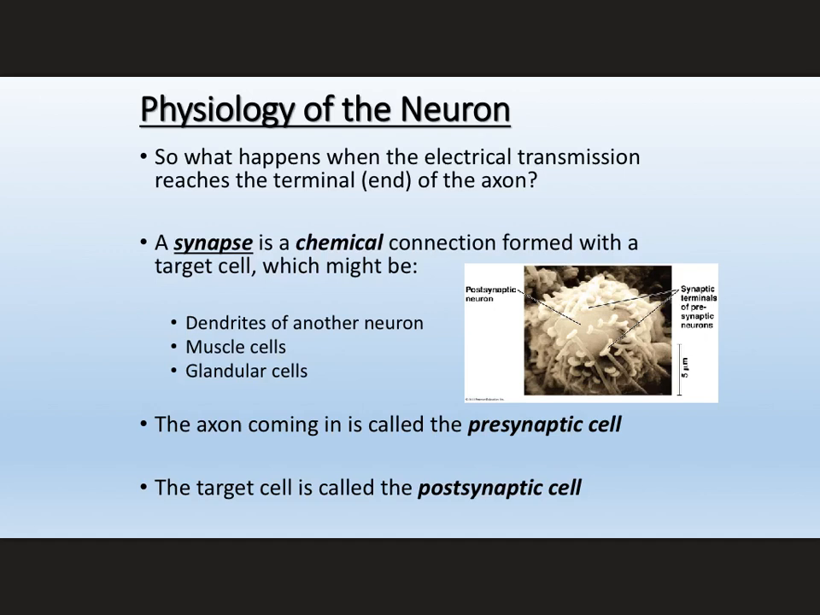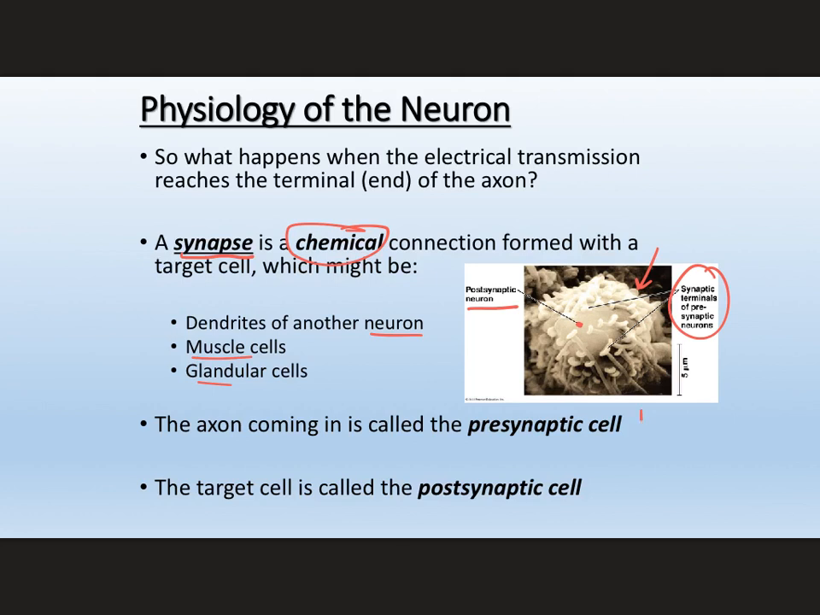So the question becomes, what happens when we get to the end, right? When we get to the end, there's no longer adjacent channels to open. So what happens instead is when we reach the synapse, we're going to convert the signal into a chemical signal. So this is a really cool electron micrograph image here. The tiny little feet are your axon terminals, so the ends of all these axons. And then the big cell here is actually another neuron that's being stimulated. But that might be another neuron, it might be a muscle cell, it might be a gland.